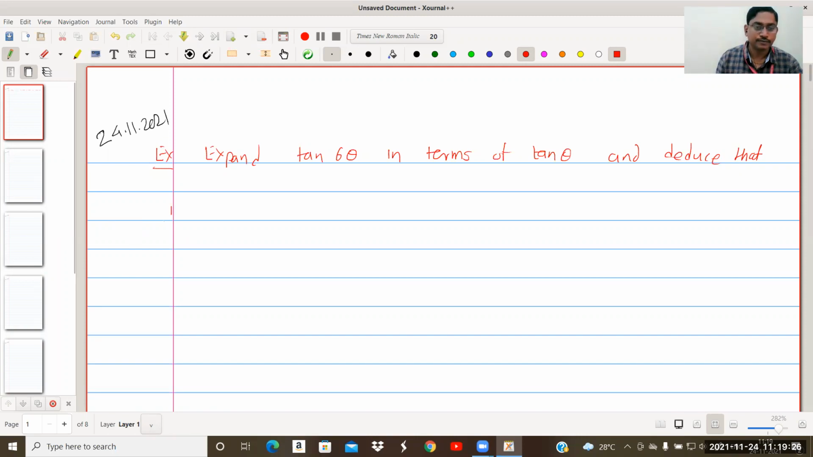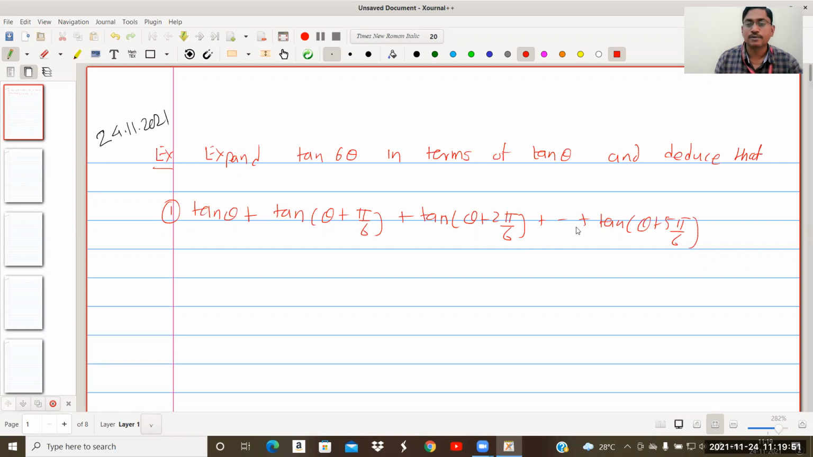The first thing, tan theta plus tan of theta plus pi upon 6 plus tan of theta plus 2 pi by 6, up to tan of theta plus 5 pi by 6. The next terms will be 3 pi by 6, 4 pi by 6, and 5 pi by 6. Total sum of 6 terms. And this we want to show is minus 6 cot 6 theta.